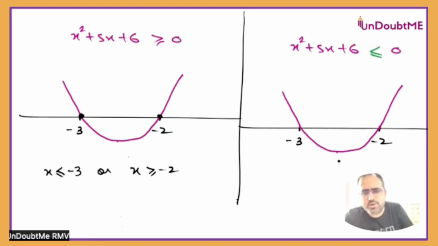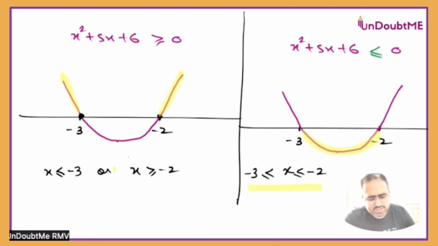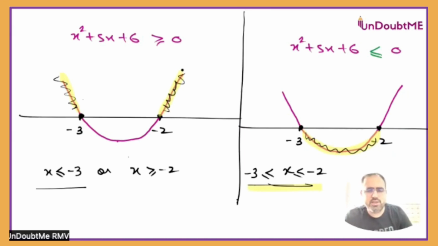Similarly, for the next one, we are talking about less than or equal to 0. So less than or equal to 0 means it will be x greater than or equal to -3 and less than or equal to -2. We are talking about this portion. That's why the inequality is like this. And for the first one, we were talking about this portion. So this time, both the points are also included, and you can see that in the inequality also. x greater than or equal to -3 means that -3 is taken as well as -2, and the region between them will be taken. The same logic applies for x less than or equal to -3 or x greater than or equal to -2.